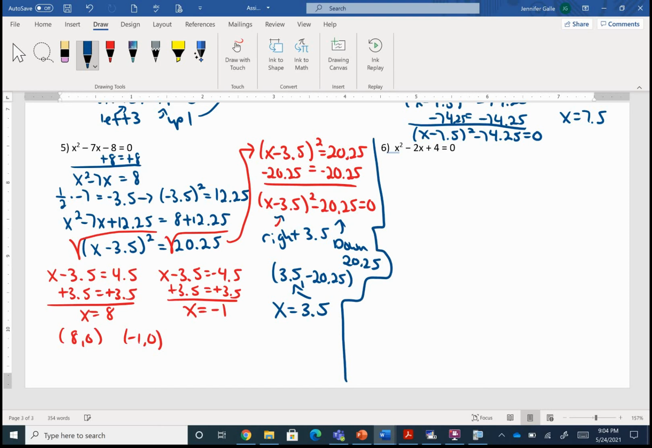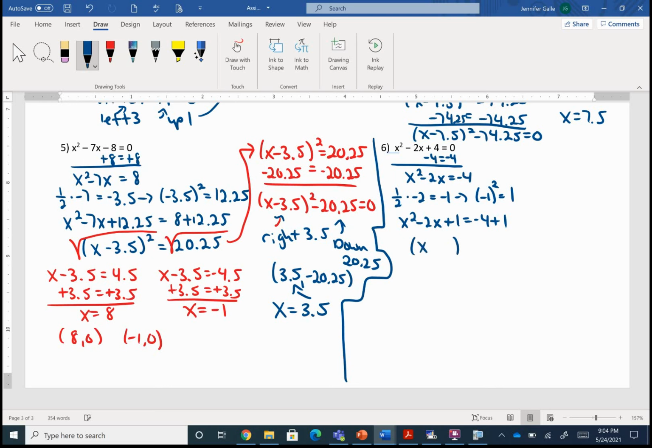All right, last question for this review. Same process as we did on those top 5 so far. Move your c, aka your constant, over to the other side. We find half of our b value, and then we square it. Negative 1 squared is just 1. We take the square and we add it to both sides. We make our square over on the left.